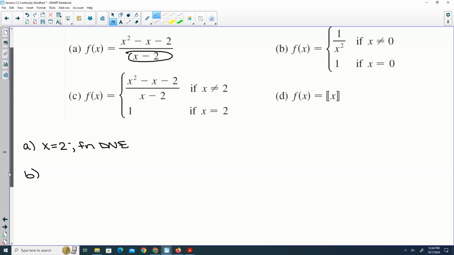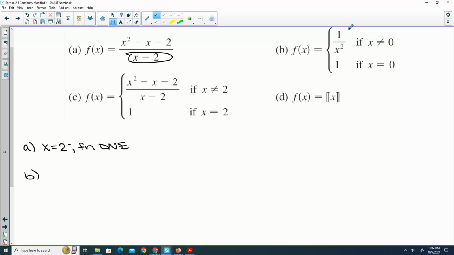B. Alright, this is a piecewise. So we get 1 over x squared if x does not equal 0, and we get 1 if x does equal 0. Right, that's a little harder. If I just gave you 1 over x squared, where is that not continuous? At 0. But then I gave you another rule for 0, didn't I? Okay, so where are we concerned that it might not exist? 0. Let's look at our graph.